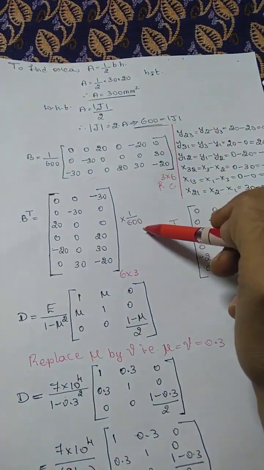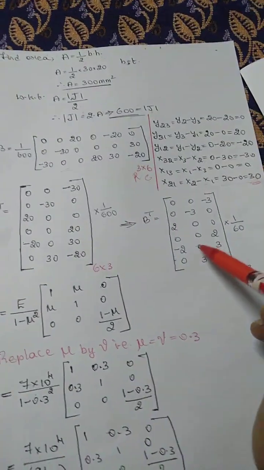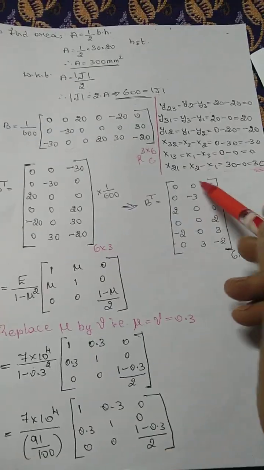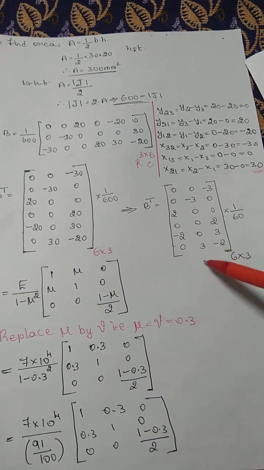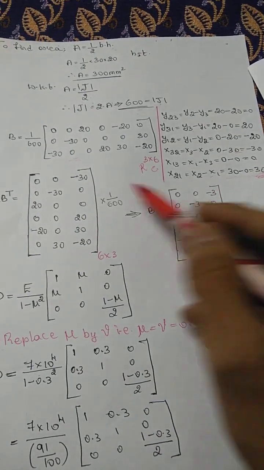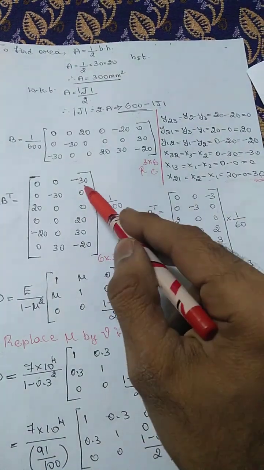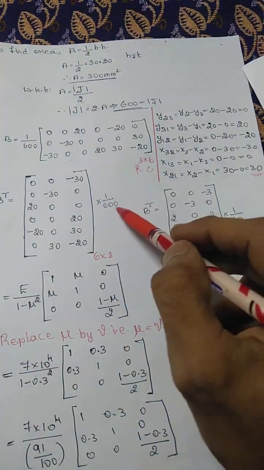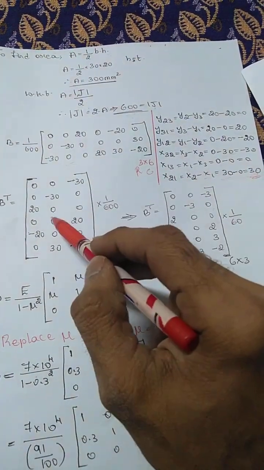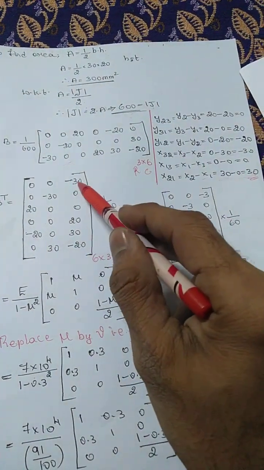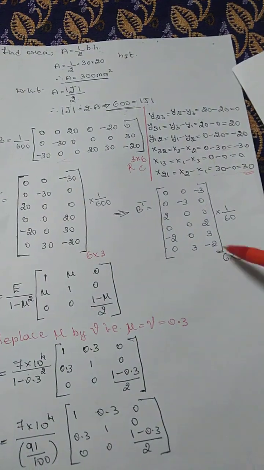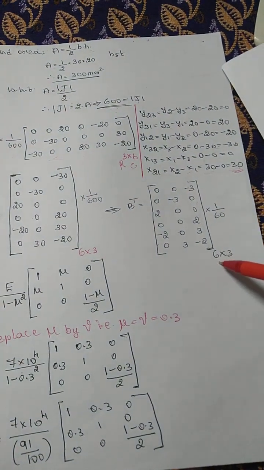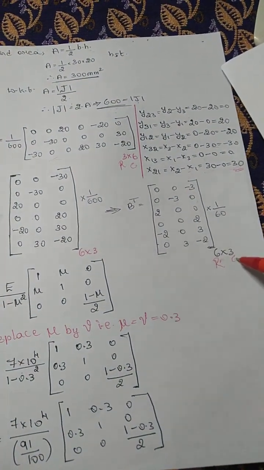So 1 by 600. In order to avoid big numbers in the further steps, I reduce these big numbers by taking 10 inside, so 30 minus 30 by 10 is minus 3. Similarly for all these values, you will get this 6 into 3 matrix, with 6 rows and 3 columns.